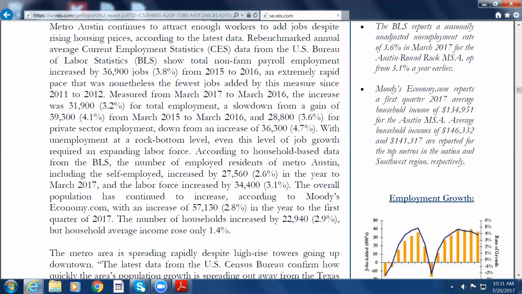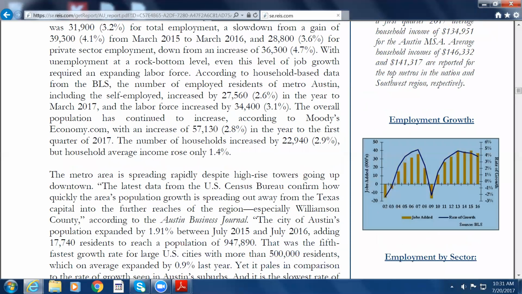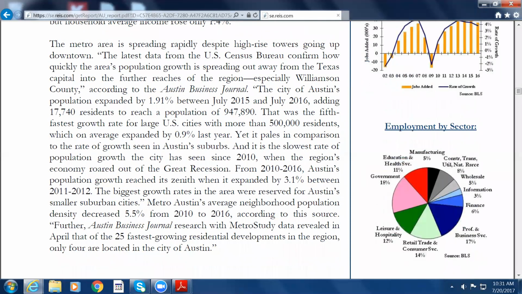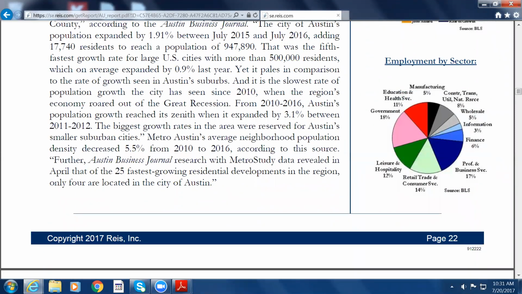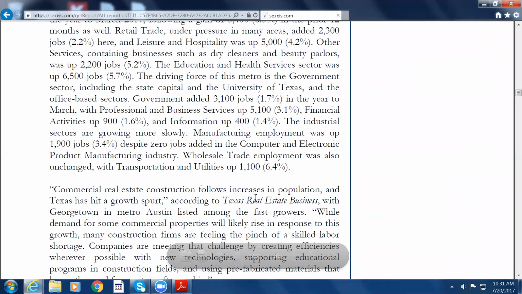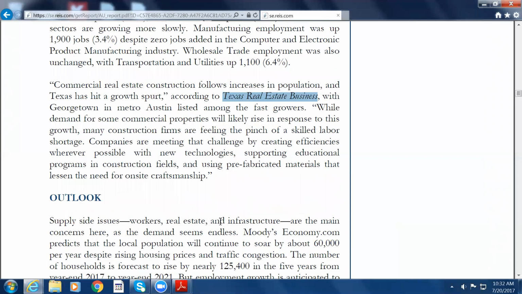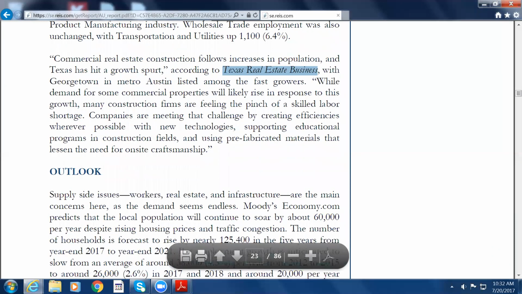Focusing on the economy, there you go, Austin Business Journal. BLS, I can see over here on the right-hand side, as well as Moody's, where the employment actually falls by sector. So it looks like a lot of employment here is government, professional business, consumer trade. Again, that's coming directly from the BLS, Bureau of Labor Statistics. Texas real estate business, there's another local source. So anything that you need to reference will be italicized. Moody's is here as well, and that's a source you're always going to see quoted.